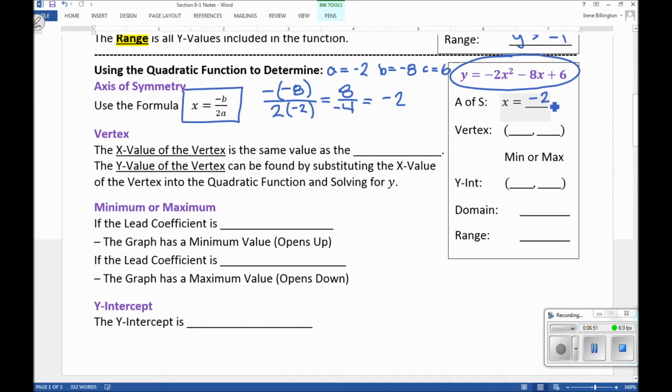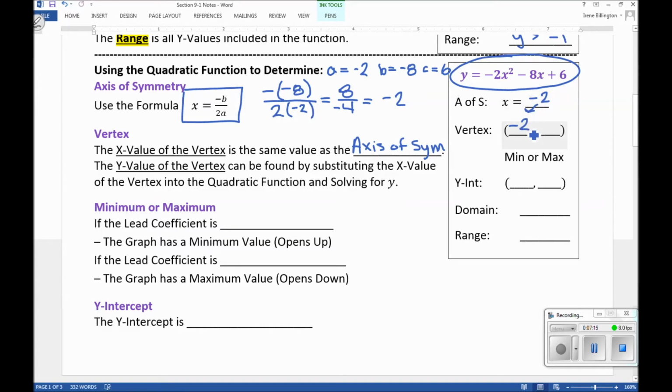All right. Next, we need to figure out our vertex. Now, the x value of your vertex is actually really easy. To find the x value of the vertex, it is the same as your axis of symmetry. So my axis of symmetry was -2, which means the x value of my vertex is also -2.